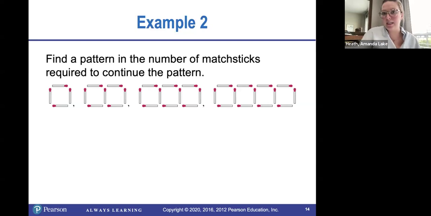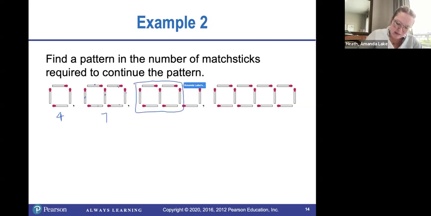So we could look at an example that's not using numbers, but rather matchsticks, where the pattern is in the number of matchsticks needed to continue the pattern. So we would ask ourselves, okay, how many matchsticks did we need here? 4 to make the square. And then to make the next one, we could just count. 1, 2, 3, 4, 5, 6, 7. 7 needed here.